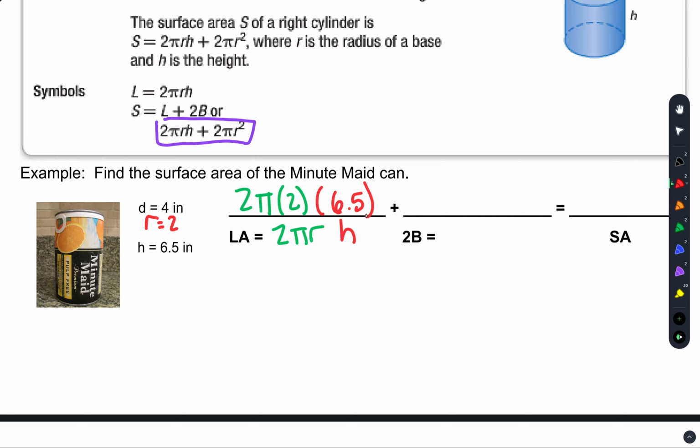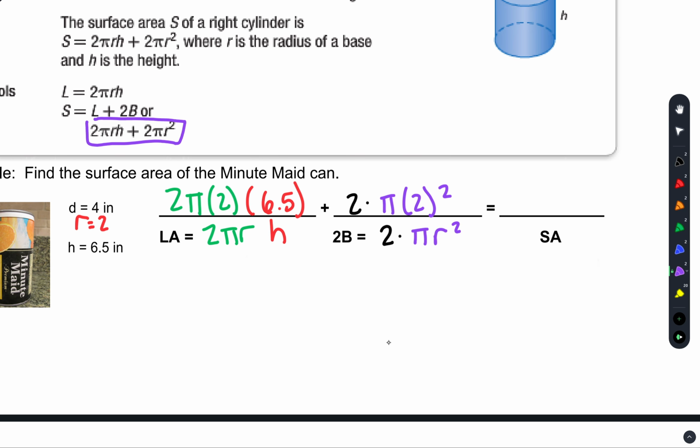Then I have 2 bases of this can. 2 times pi r squared. Again, that radius is 2. So there's my formula. Now, I really, really like exact values. If you don't want to answer in exact values, that's fine, as long as you are doing it correctly. You can round your answers. But I like to simplify these down to their exact values first.